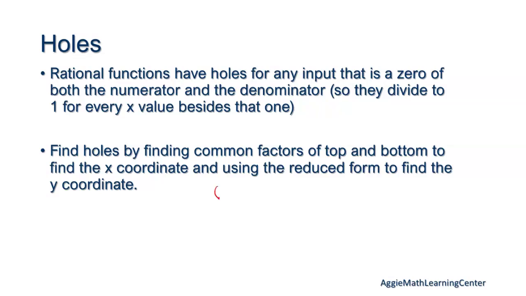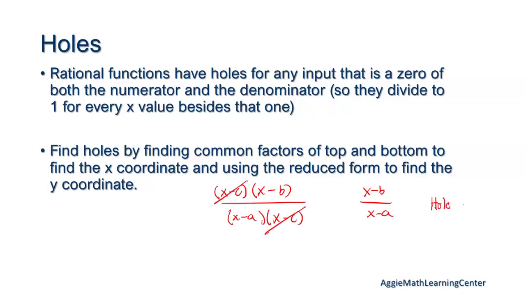An example would be, let me write this out: x minus c, x minus b, and then the bottom might have x minus a, x minus c, right? These two divide to 1, which means that the reduced form is x minus b over x minus a, and we're going to have a hole at x equals c. And then we plug c back in for x, and that's how we define the y value.